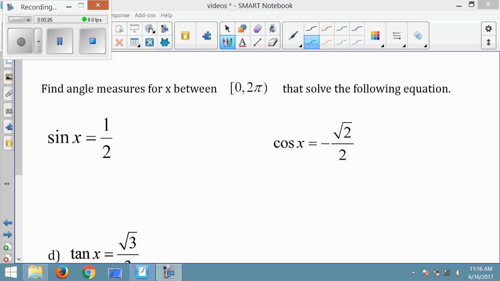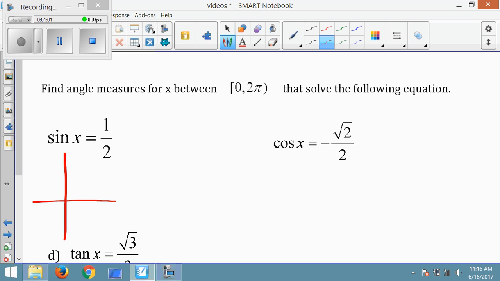So what you have to do is think of what angle has a sine of 1 over 2. If you use the hand trick, make your hand, fold down the finger that would give you a sine of 1 over 2. So I'm folding down my ring finger, which means I have a reference angle of pi over 6. So that's my reference angle.